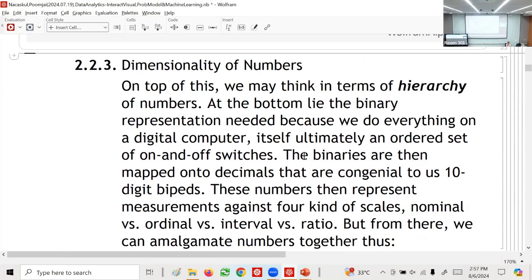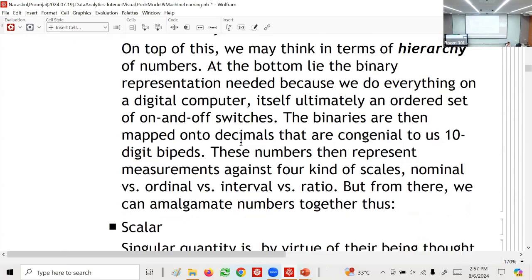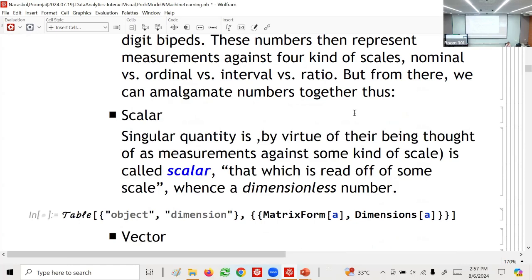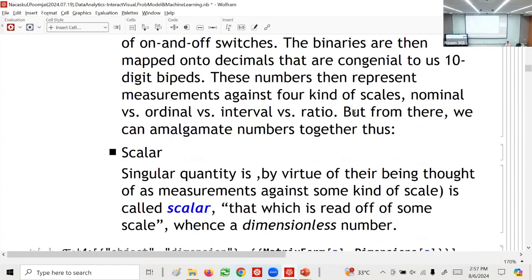Dimensionality of numbers. Right? So there's kind of a hierarchy, a scalar. Well, what does the word remind you of? Scale, right? A scale is a number you write on a stick. It's just a number you write on a stick, and you can only write one number next to each mark. So scalar is just one number. Okay? Everything that I mentioned before, scalar can belong to all four scales.